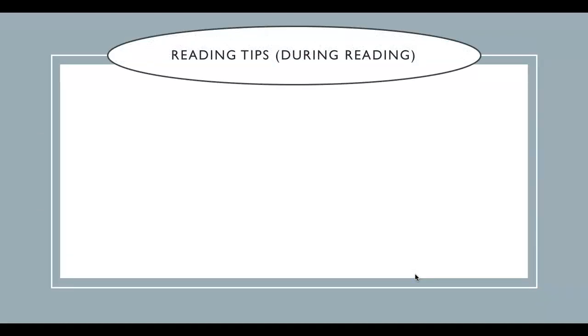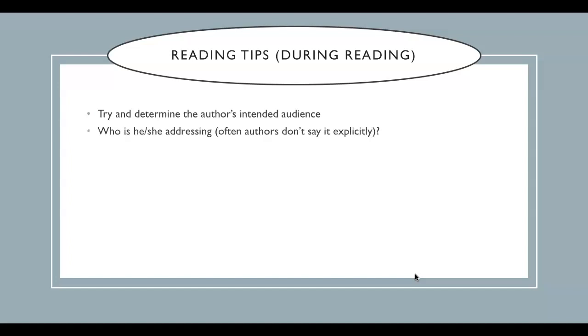Okay, so reading tips during reading. Try to determine the author's intended audience. Remember, we talked about how the audience and the purpose are the two big ideas to be thinking about when you're writing something to someone else or when you're trying to communicate with someone else. In the same way it works when you're on the receiving end of the medium. Try and figure out who the author is talking to. So who are they addressing? And often they don't say it explicitly. They don't say this book is dedicated to freshman composition students. You have to try to figure that out a lot of times.